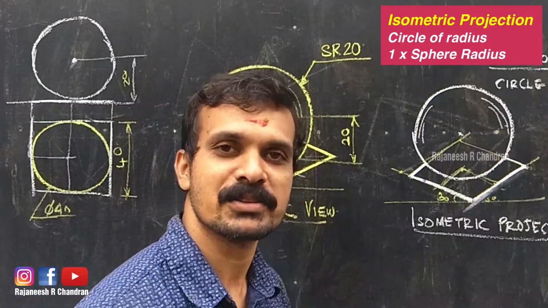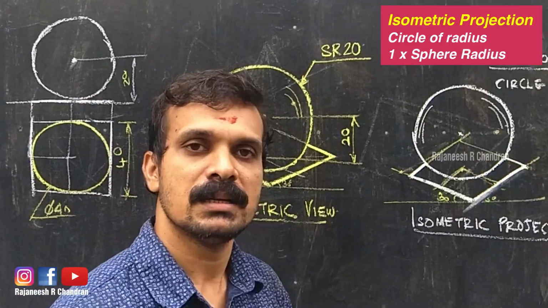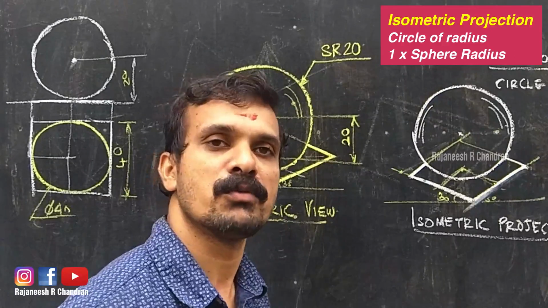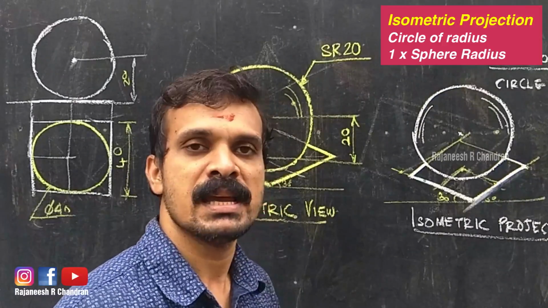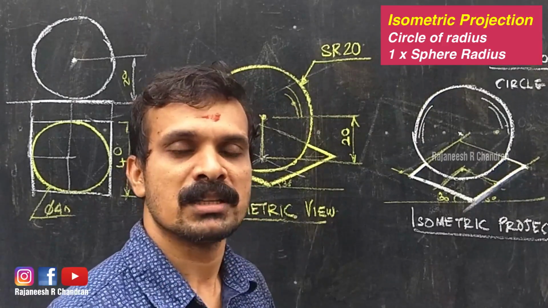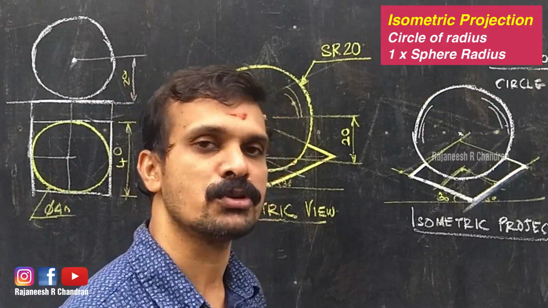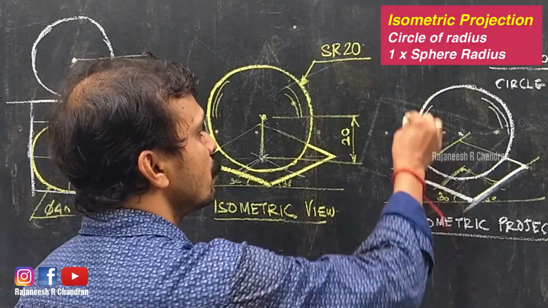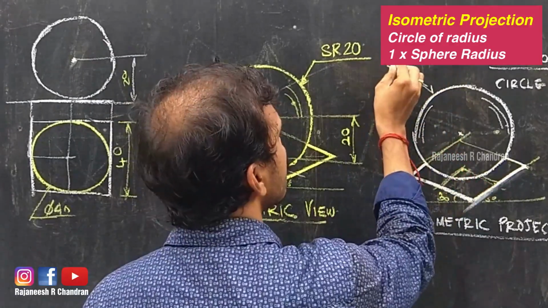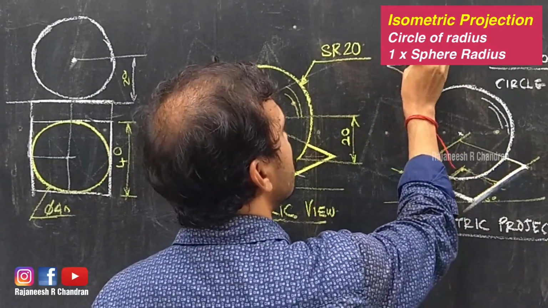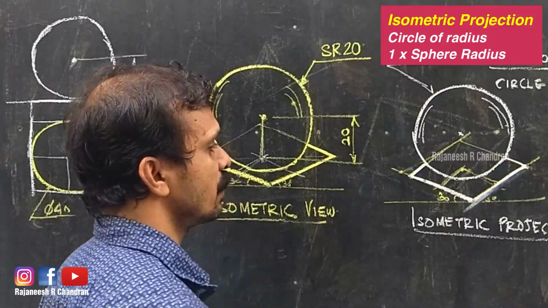Hope all of you have understood this. So the difference in constructing the isometric view and isometric projection of a sphere is, in the isometric view, the sphere will be a circle having a radius of 1.22 into sphere radius. In the isometric projection, it will be a circle having a radius of 1 into sphere radius.